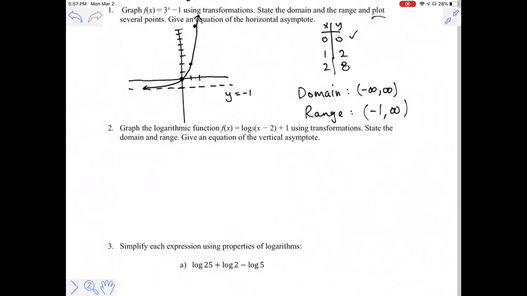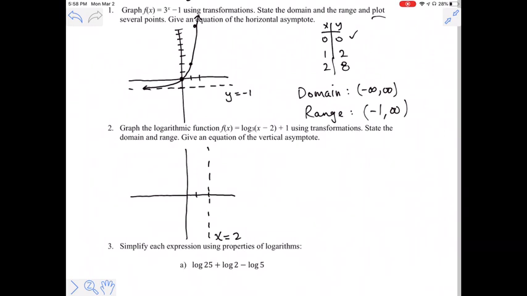Alright, question 2 is from section 4.3, graphing logarithmic functions. So I also broke this down into 3 steps. Step 1 was to find the vertical asymptote. Usually that's right here on the y-axis, unless there's been a transformation that moves the graph left or right. And there has been. This transformation here moves the graph 2 units to the right. So the vertical asymptote is at x equals 2.